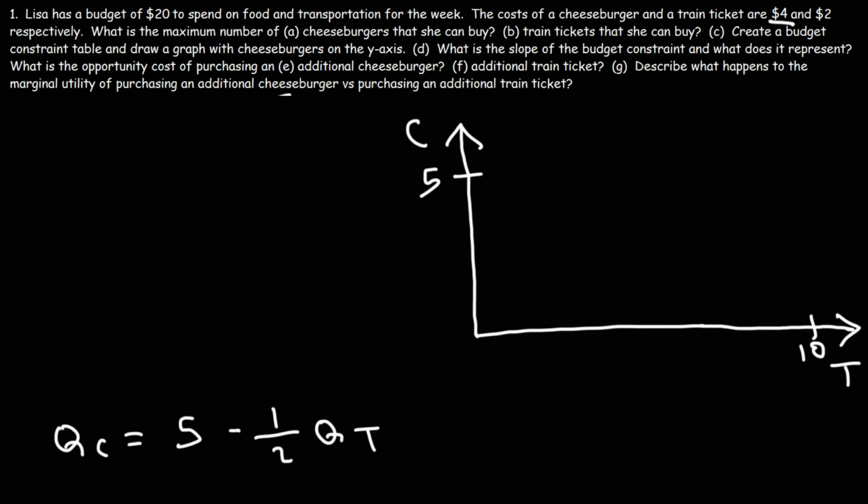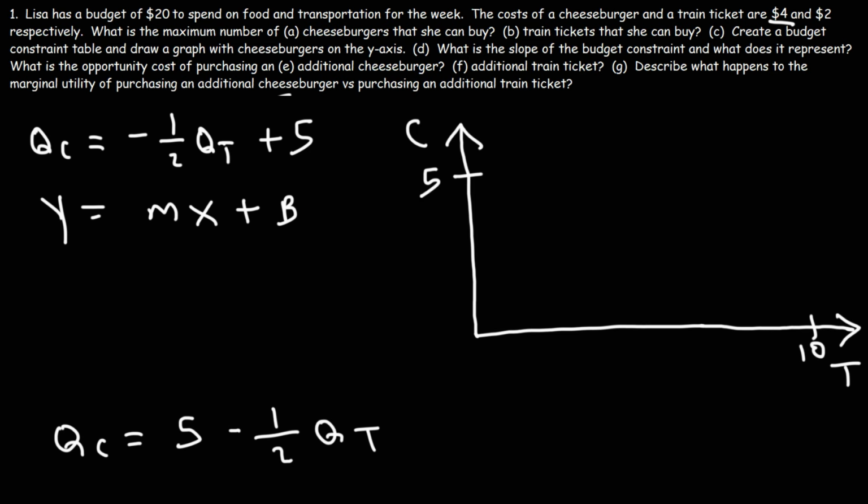Now what we're going to do at this point is reverse the two terms in this equation. So we can rewrite it as QC is equal to negative 1/2 QT plus 5. The reason I did that is to put it in slope-intercept form, that is y equals mx plus b. B represents the y-intercept, which we can see is 5. M represents the slope, which is negative 1/2. And so that answers the first part of part D. What is the slope of the budget constraint? I'm just going to write that here. The slope is negative 1/2. We'll talk about what it represents later.